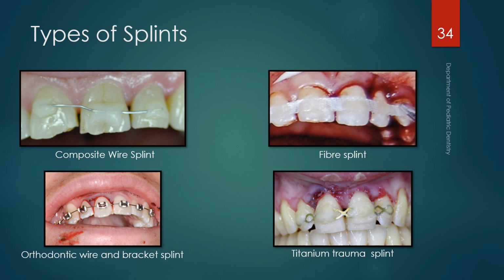The last one that you see on your screen, on the right side bottom, is your titanium trauma splint. This splint was developed because it is very flexible, and the holes that you see are very good for anchorage for the composite resin, and somehow it gives a better result. But all these types of splints are still under research. These have been shown to work very well, but the research area is still open for a better splint which does not cause trauma to the tooth or to the soft tissues, and which is comfortable for the patient. So the thing is still open to research.